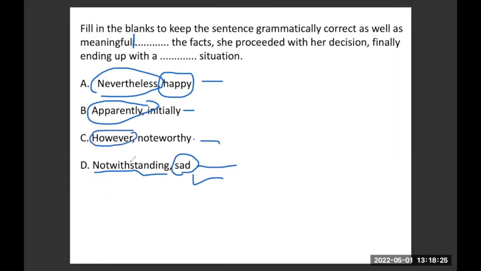Whether you use nevertheless, whether you use apparently, whether you use however, or whether you use notwithstanding, use the first word, and then the second word which follows fits in appropriately. I would put it that way, and hence I chose option B.